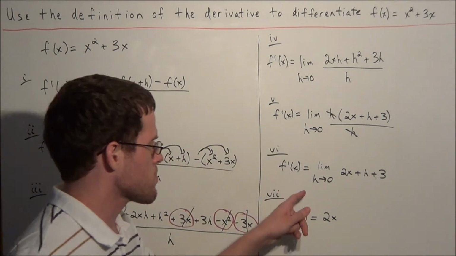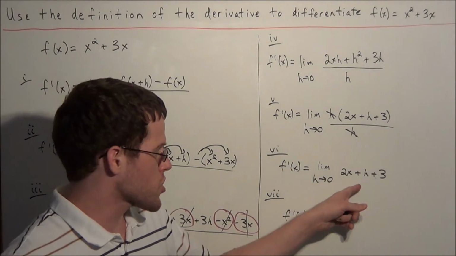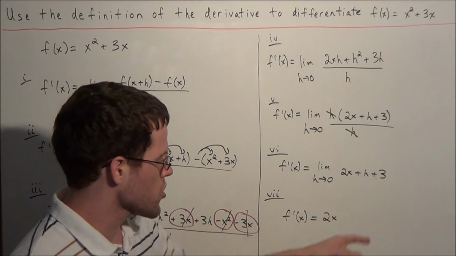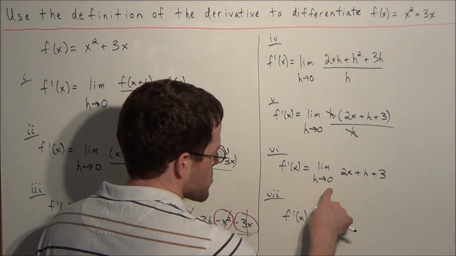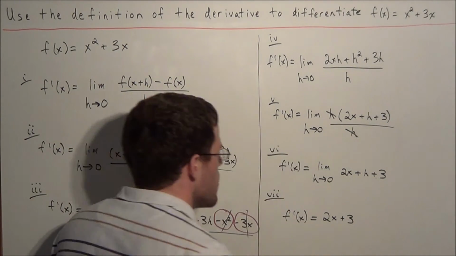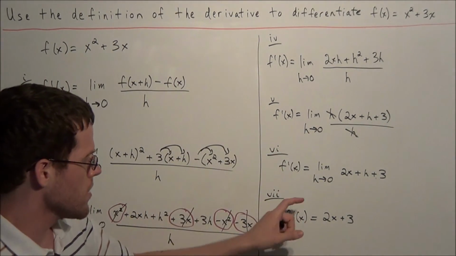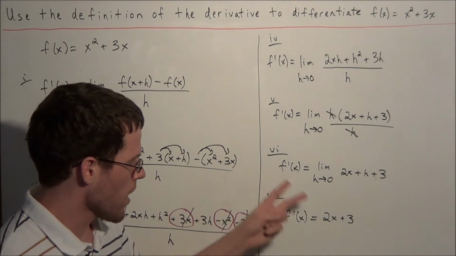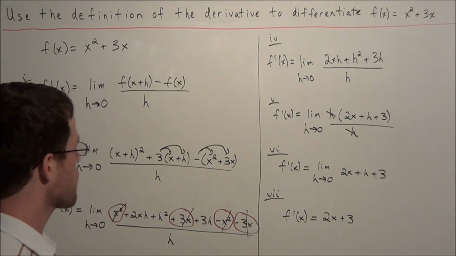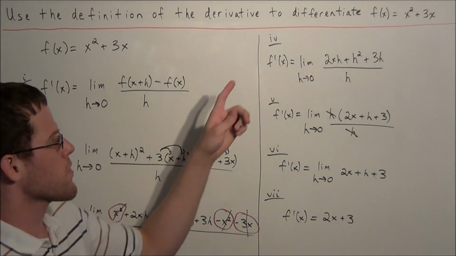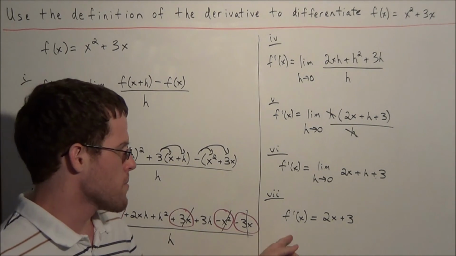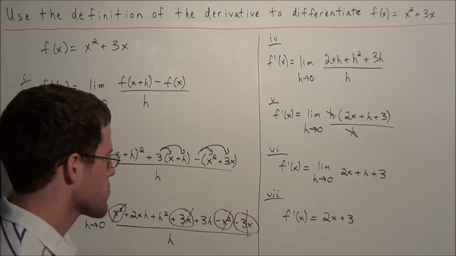But now the limit as h approaches 0 of h, well, this would shrink this h term to 0. So in some sense we could think of this h as being crossed off. And now the limit as h approaches 0 of positive 3 is just positive 3. So from line 6 to line 7, the two terms that survived the limit as h approaches 0 were 2x plus 3. So it follows that the derivative of the function x squared plus 3x, we could call this f prime of x, is equal to 2x plus 3.